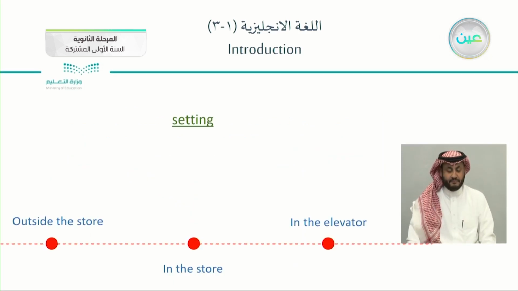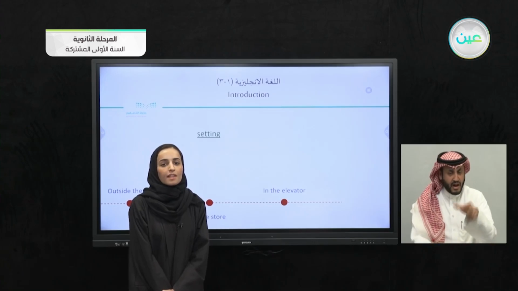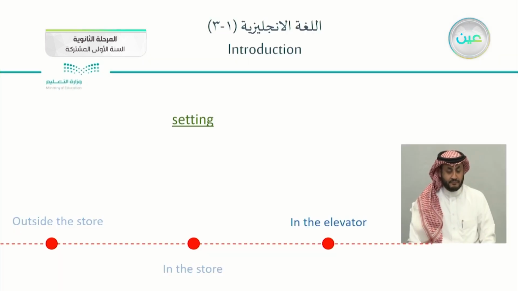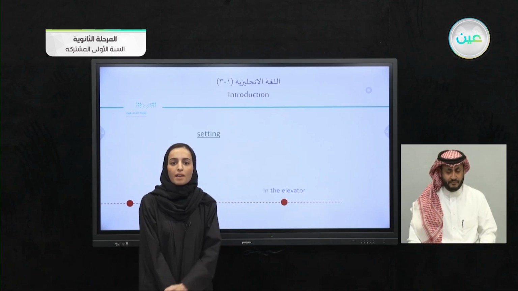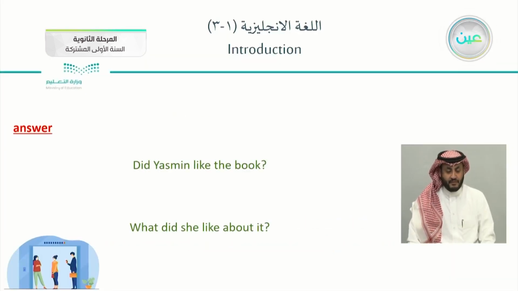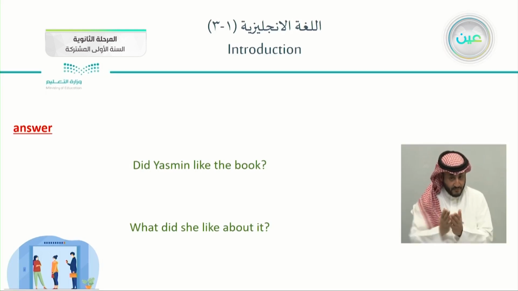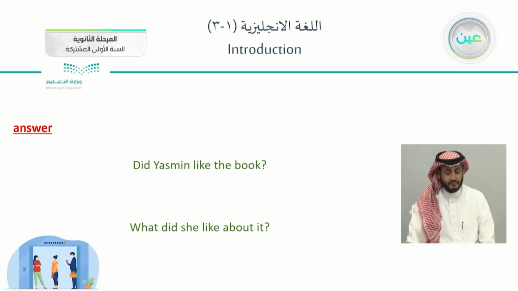So where are they? In the store, outside the store, or in the elevator? This time, as highlighted in your books, they are in the elevator. They are heading to the bank. They are about to go to the bank. Now, let's listen one more time. And did Yasmin like the book? They're speaking about a book. Did she like it? Then, what did she like about the book?